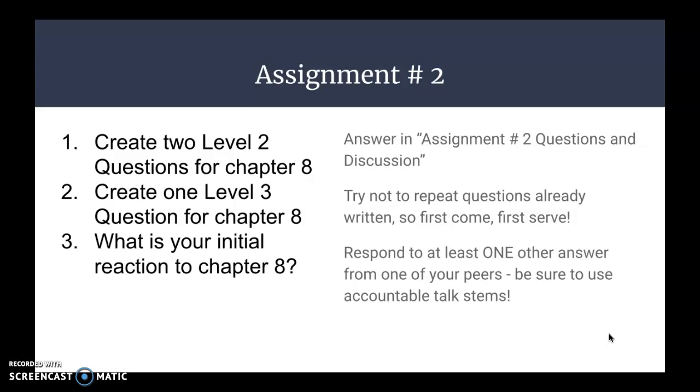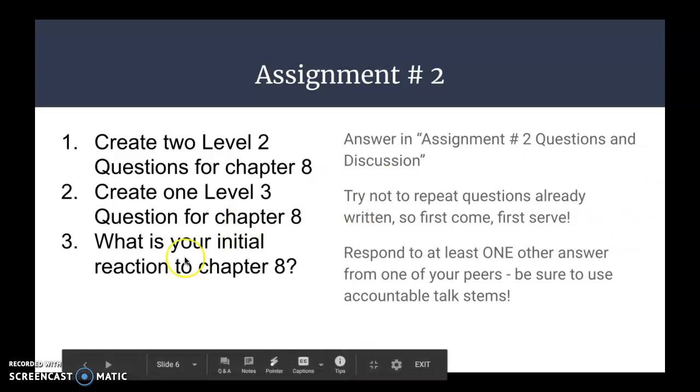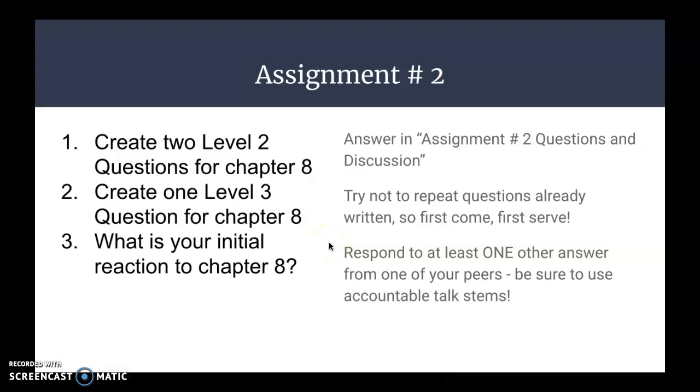Okay? Very important. Try not to repeat questions that you have already answered or written. If by any chance you get to see somebody's questions, let's say they post it in the comments instead of posting it the way they're supposed to, please don't copy their question, okay? Try to do it on your own.